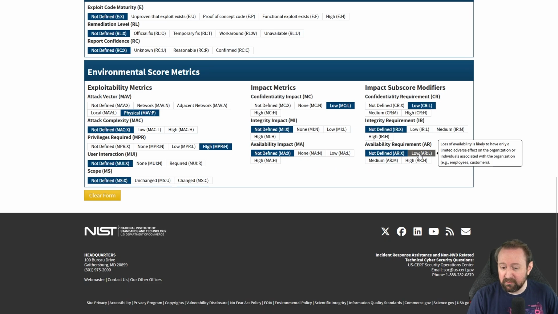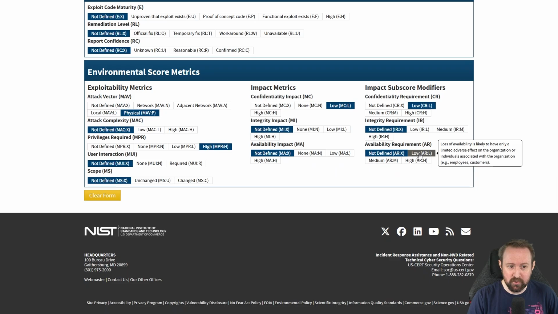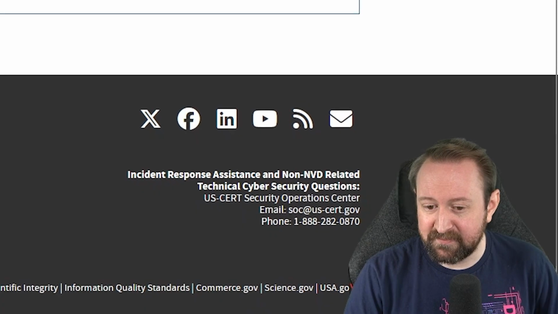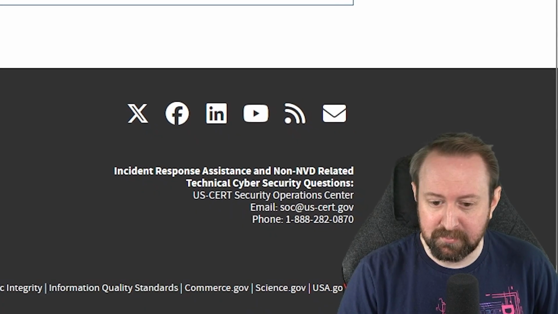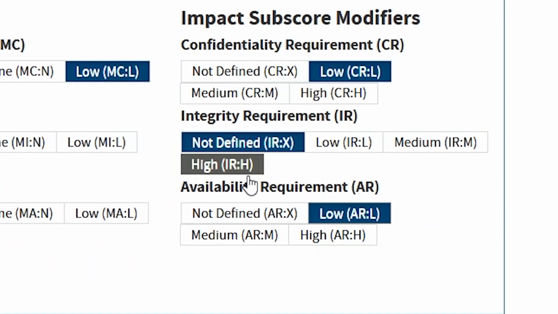Availability might be, okay, so if an attacker is able to knock over one of your servers, but it's a cloud server which is instantly replaced by another one as soon as that happens, right? So yes, they're able to perform some kind of denial of service attack, but the actual exploit itself doesn't really have any lasting impact because you have this ability to just completely spin up new servers in a matter of seconds. And so it's slightly less severe in terms of the actual impact that your organization has. And so that's what these requirement metrics mean.